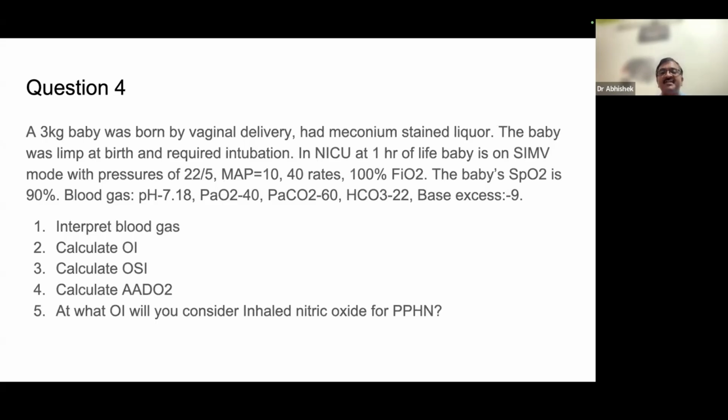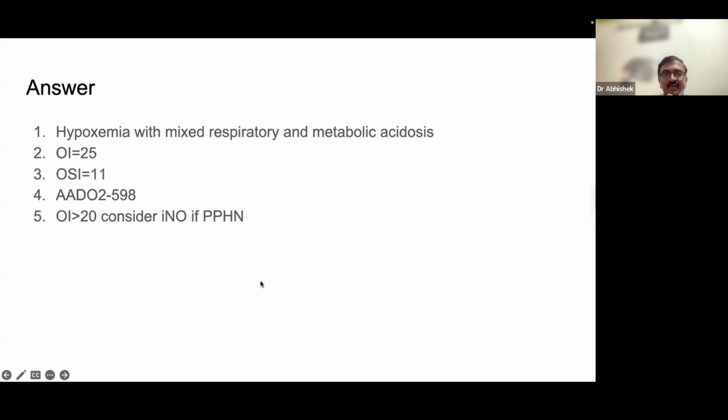At what OI will you consider inhaled nitric oxide for PPHN? It's typically 20. Most of you have answered right. At 20, you consider nitric oxide.